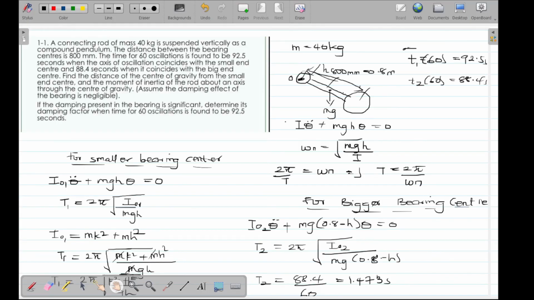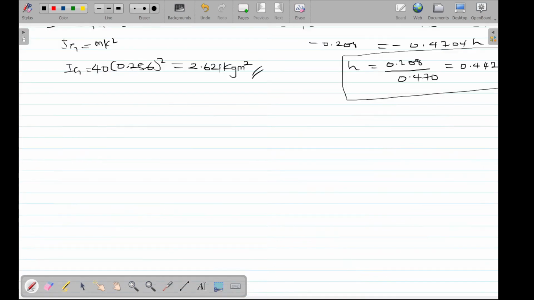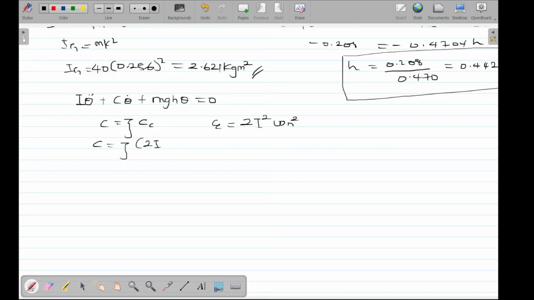Now, the next question says, if the damping is present in the bearing or the damping is significant, determine the damping factor when the time for 60 oscillations is found to be 92.5 seconds. So when the damping is present, the equation of motion becomes I theta double dot plus C theta dot plus mgh theta, which is equal to 0. C is supposed to be equal to zeta multiplying Cc, and Cc is equal to 2I omega n. So we can say C is equal to zeta multiplying 2I omega n. So we just have to get to this and everything will be sorted.